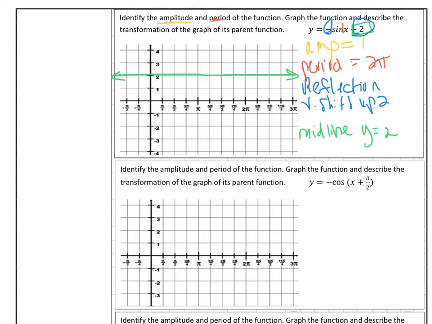Okay, so we start again with our parent, which is the sine. That starts at 0, 0, goes up to 1, back to 0, down to -1, and then back to 0. So there's my parent sine. It's not going to be stretched or shrunk or anything, but we are shifting up. Everything is going to be shifted up to the midline. So all those points that I just drew are going to be on the midline up here instead of on the x-axis.